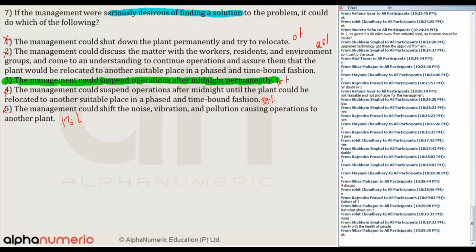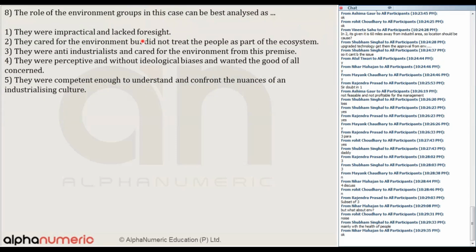Question number 8. The role of the environmental groups in this case can be best analyzed as. Okay. Let me share the recording here. So if I go for question number 8, what I can see is 13% of you marked option number 1, 6% marked 2, 6% marked 3, 45% this, and 16%. Now the question here is the role of environmental groups in this case can be analyzed as.